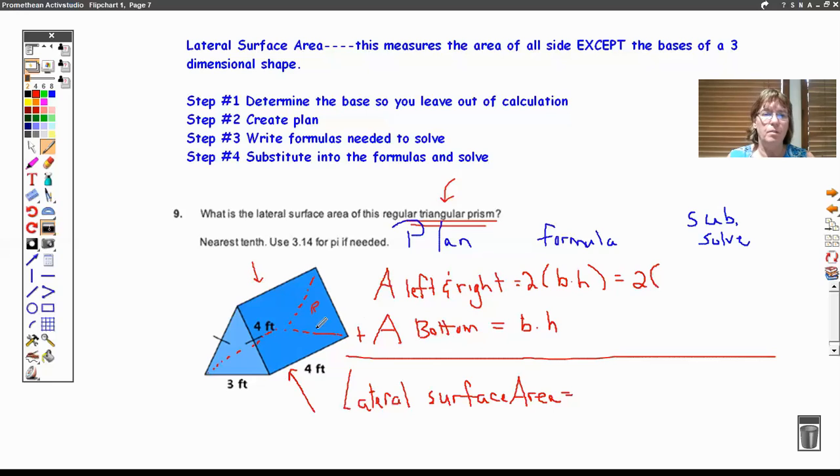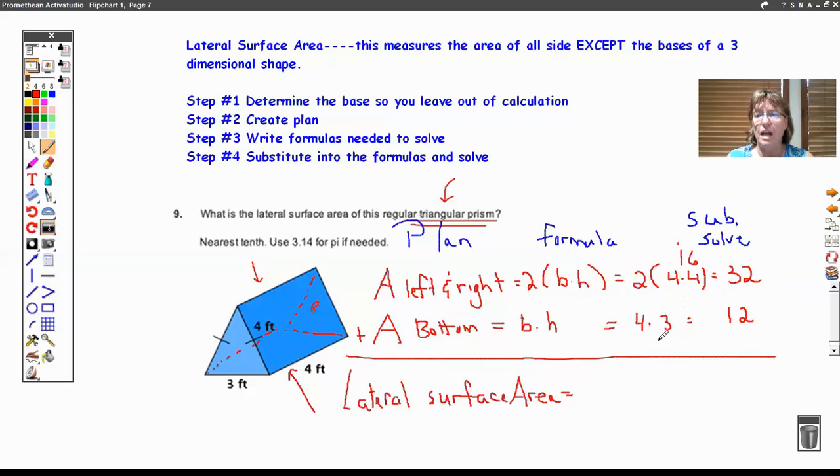2 times, well, the base on this one is 4, and the height is this measure right here. And it said, okay, so here's the measure right here, sorry, it's 4 feet. The bottom, okay, so here's the base right here, so it's 4 times the height, which is right here, which is 3. And then all we do is just solve. 4 times 4 is 16. 16 times 2, well, 6 times 2 is 12. Carry the 1. 2 times 1 is 2, plus 1 is 3. And 4 times 3 is 12.